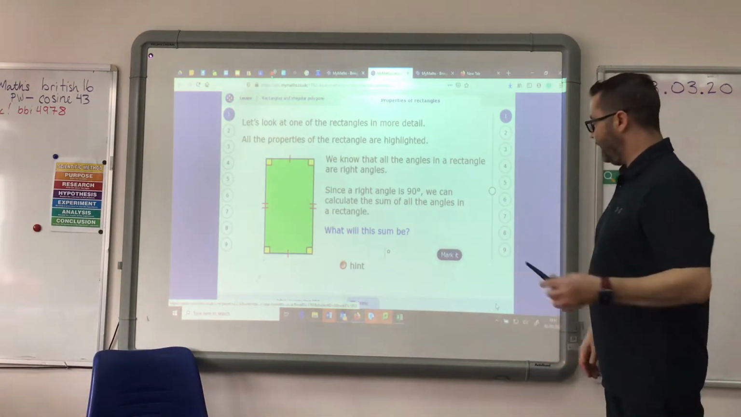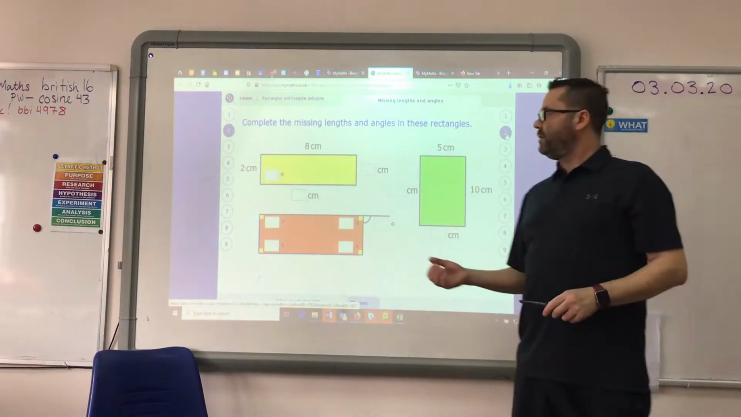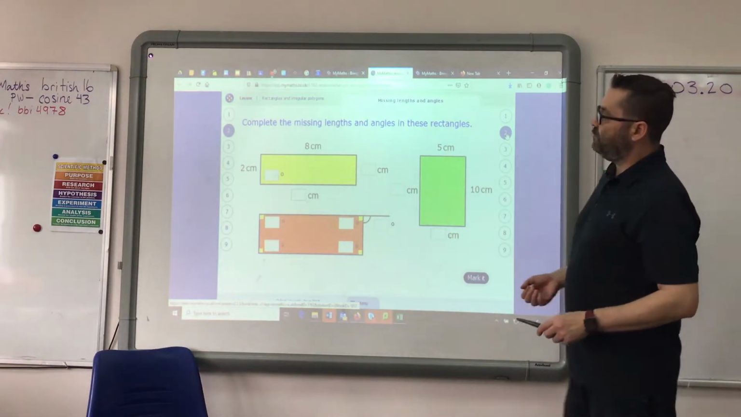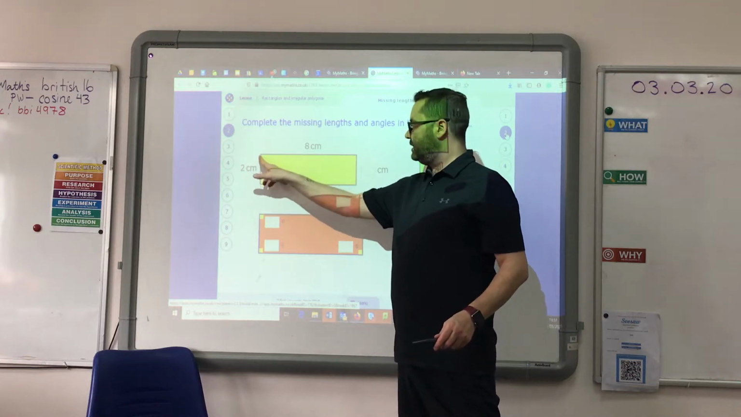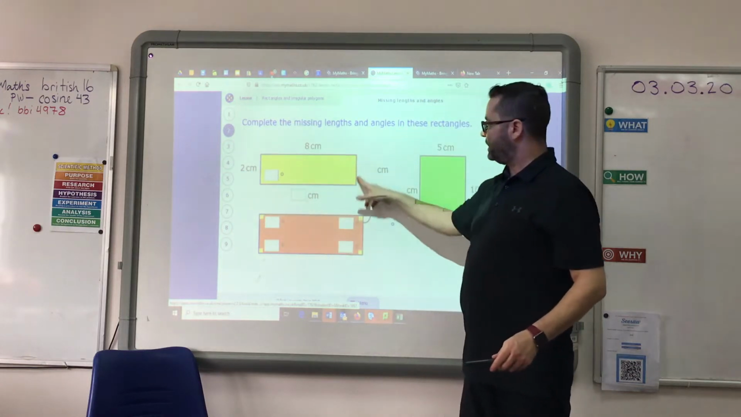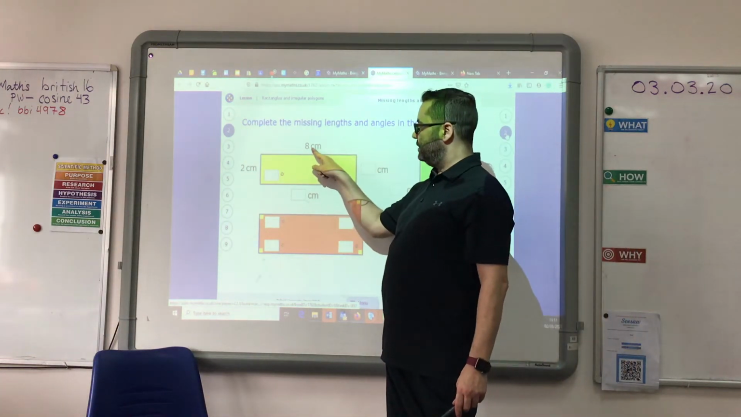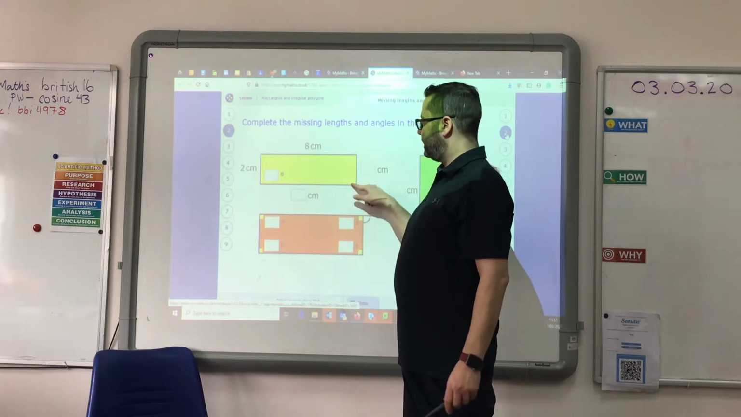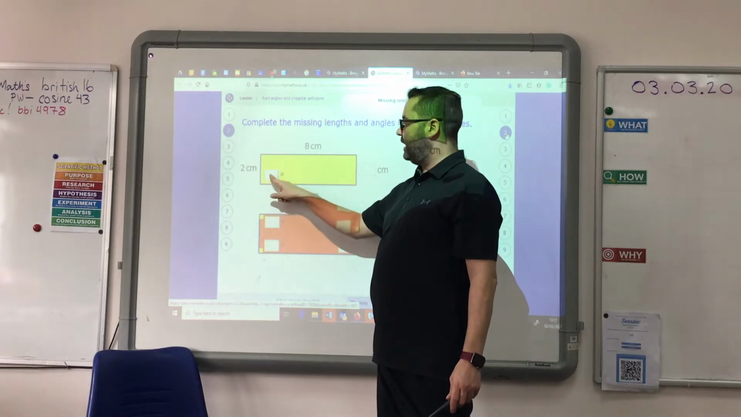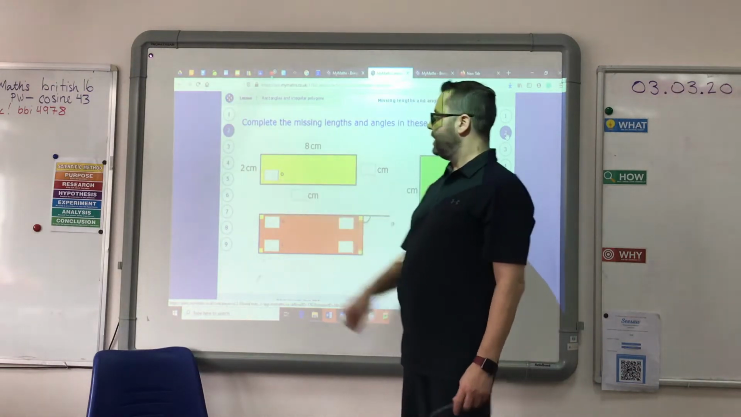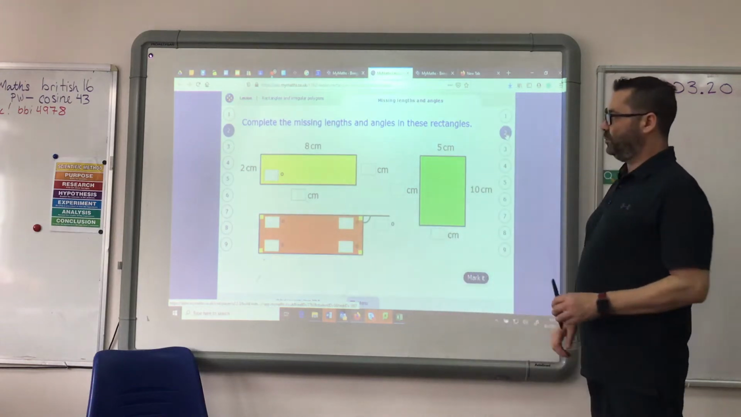Now, speaking of properties of rectangles, we know if this is 2 centimeters, and it is an equal length in parallel with this side, what would that be? And then if this is 8 centimeters, and it's of equal length to this side, what would that be? And we can tell that this angle is a right angle, so how many degrees would that be? You put in the missing sides and the missing angles in order to find the answers, and then click Mark It.